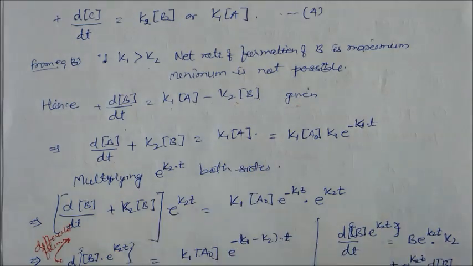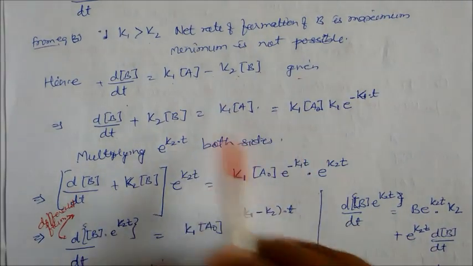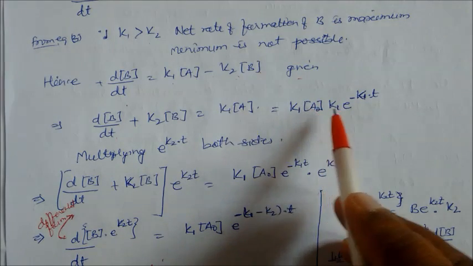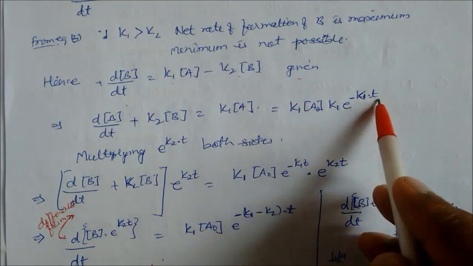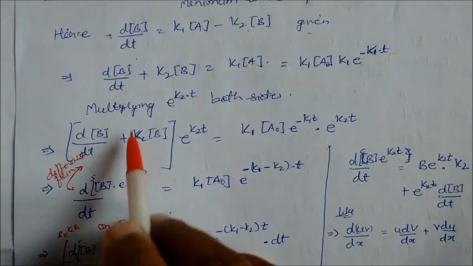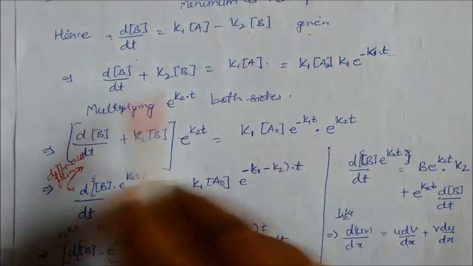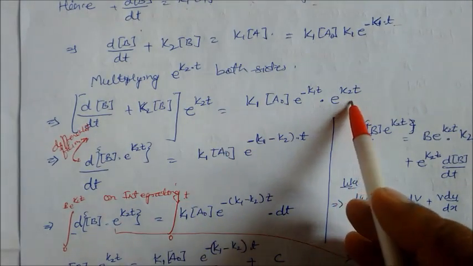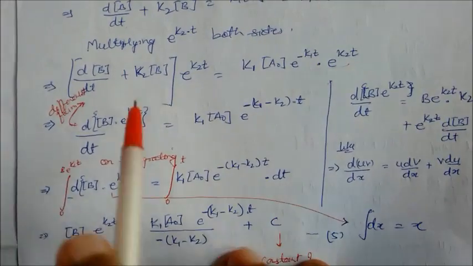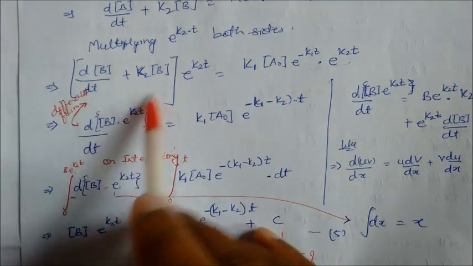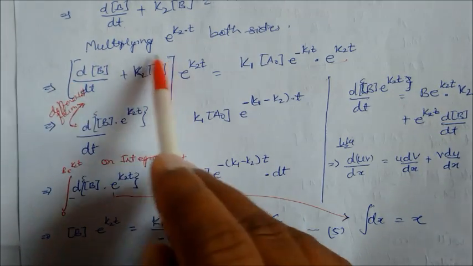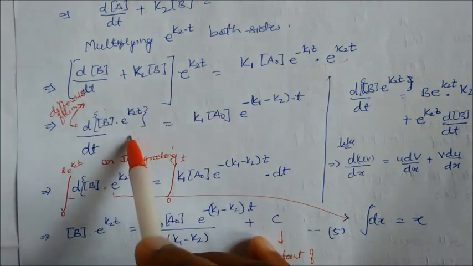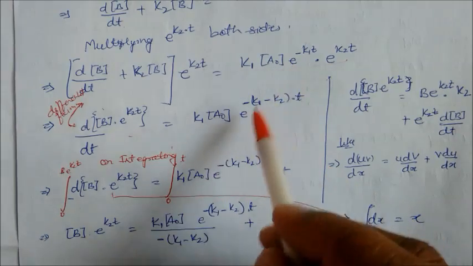And K1 into A, we already know from the previous equation, is K1 into A, which can be written as the initial concentration A naught, K1 into e to the power minus K1 into t. Now what we will do, multiplying e to the power K2t into both sides. So if you multiply the whole equation by e to the power K2t, we will get this equation. See clearly. And this equation is nothing but the differential form of this equation. So we can write this equation into this form, and this equation will be as it is.